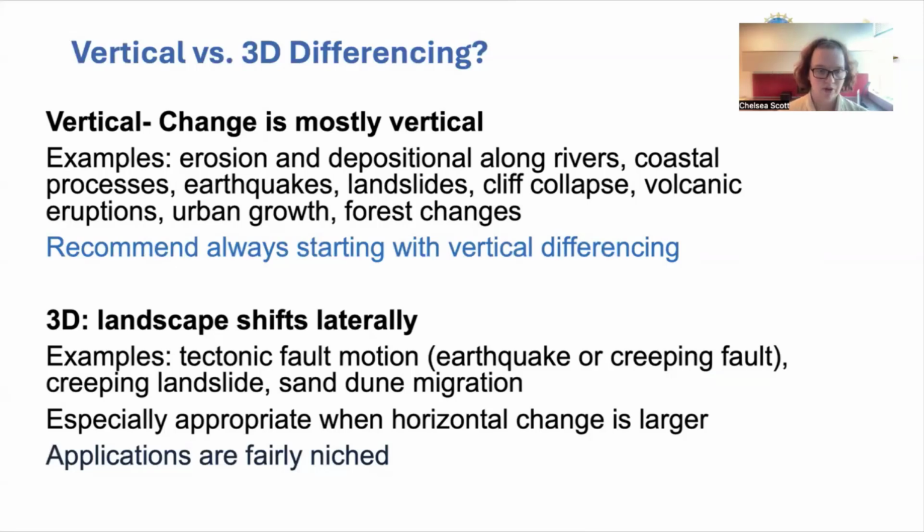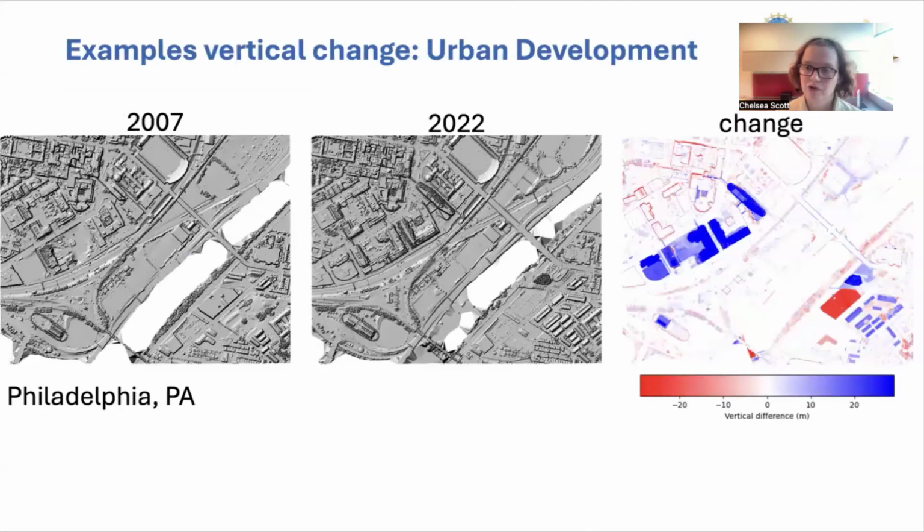But it's important to note that these applications are fairly niche and really require that the landscape shifts laterally and maintains its shape. So here are some examples where it would make sense to apply vertical differencing.